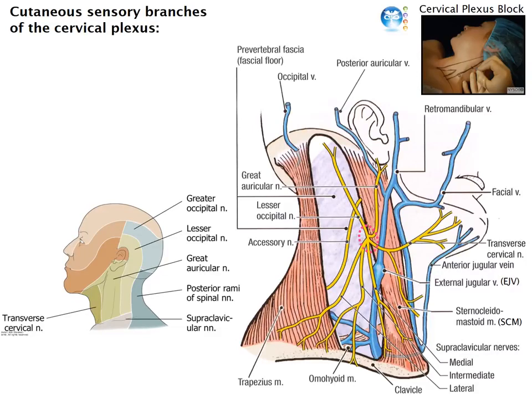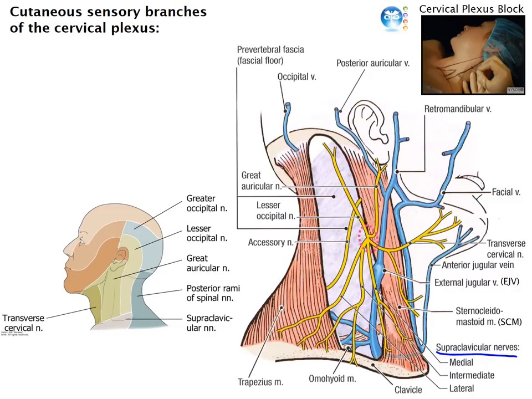A group of supraclavicular nerves pass inferiorly from Erb's point to innervate the skin of the shoulder, the clavicle, and even the upper breast, as you recall from an earlier slide. There are medial, intermediate, and lateral branches of these supraclavicular nerves that can be identified.